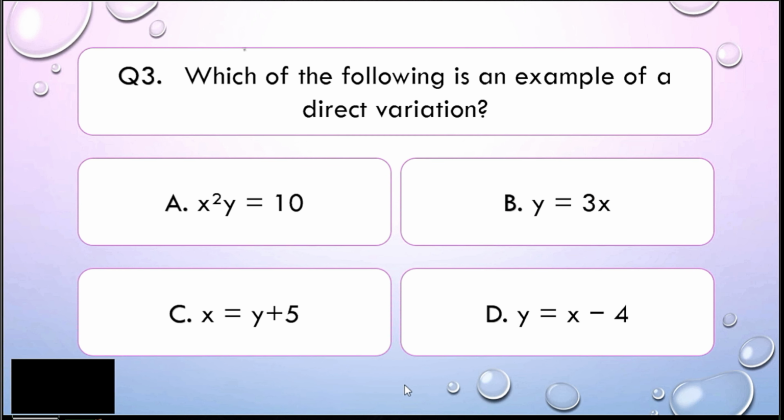Which of the following is an example of a direct variation? Is it A, x squared y is equal to 10; B, y is equal to 3x; C, x is equal to y plus 5; or letter D, y is equal to x minus 4? I'll give you 5 seconds to think about your answer.